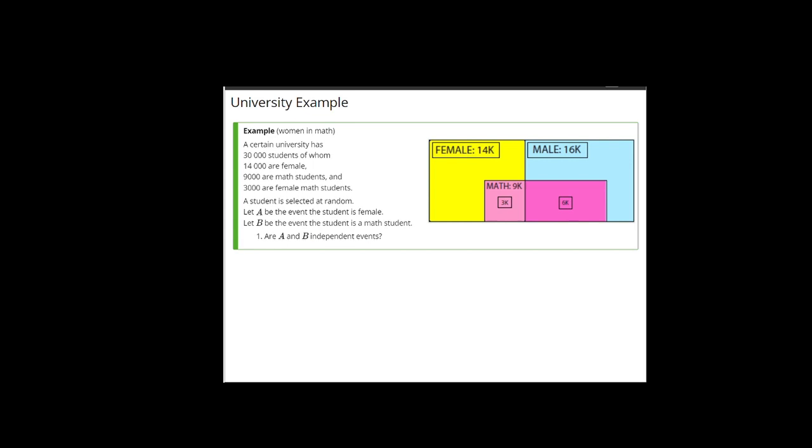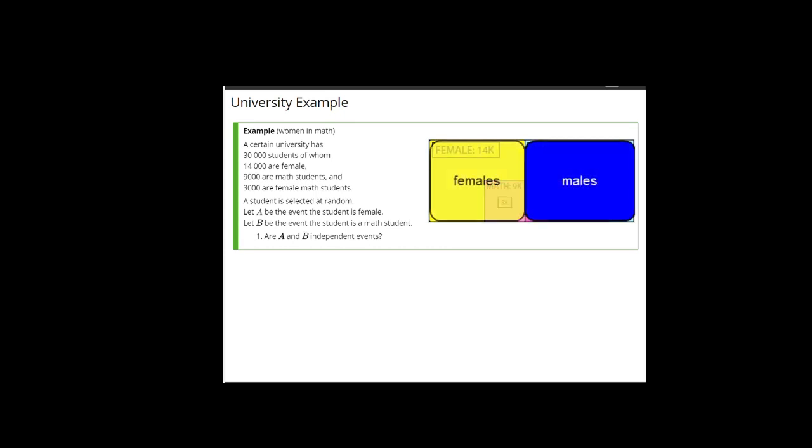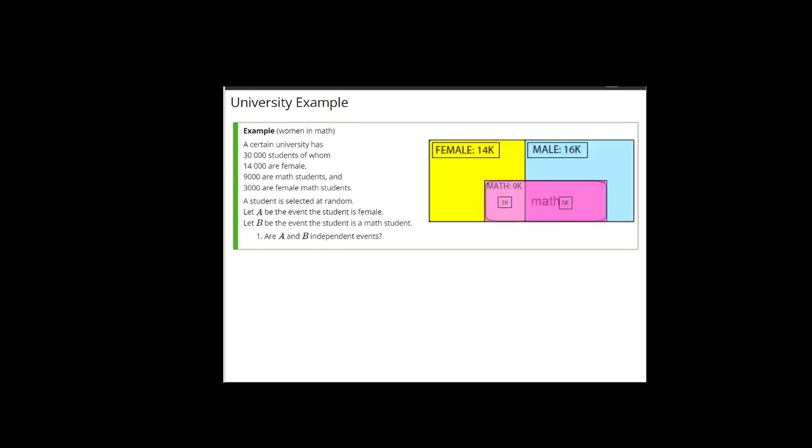Here's another example. A certain university has 30,000 students, of whom 14,000 are female. 9,000 of the students are math students. The university population is depicted in this figure, and the blue side of this line of demarcation consists of the male students, and on the left-hand side we see the female students. The math faculty is naturally in 2 colors. It turns out that there are 9,000 math students altogether, of which 3,000 are female. And in total, we know how many male and female students there are in the university at large: 14,000 female, 16,000 male. Are A and B independent events?